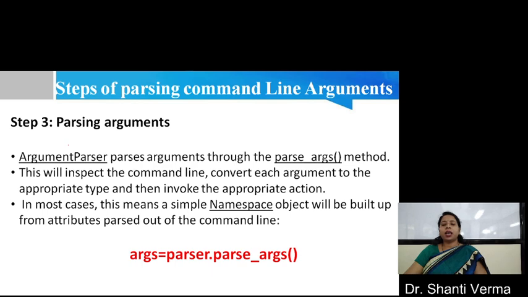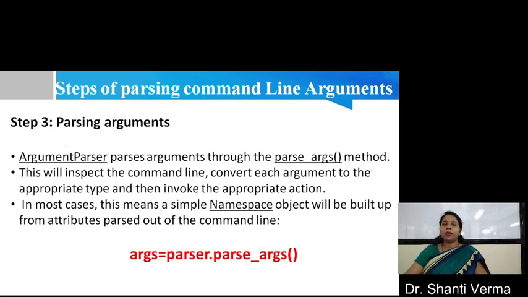Now the third step is parsing arguments. ArgumentParser parses arguments through the parse_args method, and this will inspect the command line, convert each argument to the appropriate type, and then invoke the appropriate action.